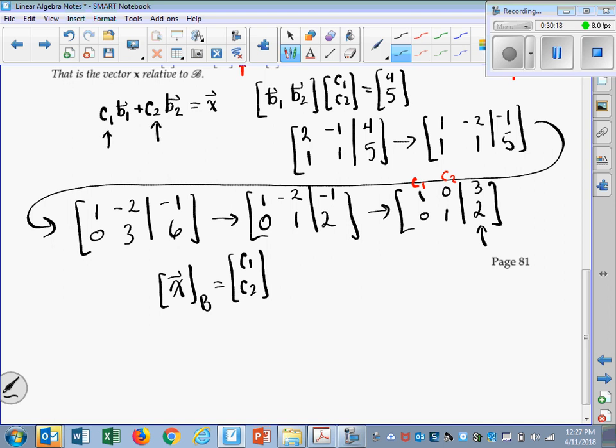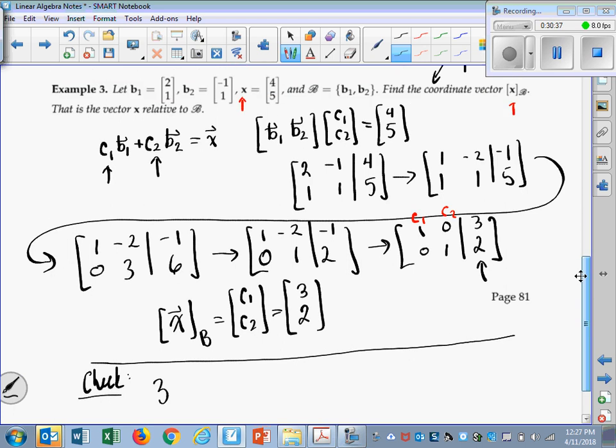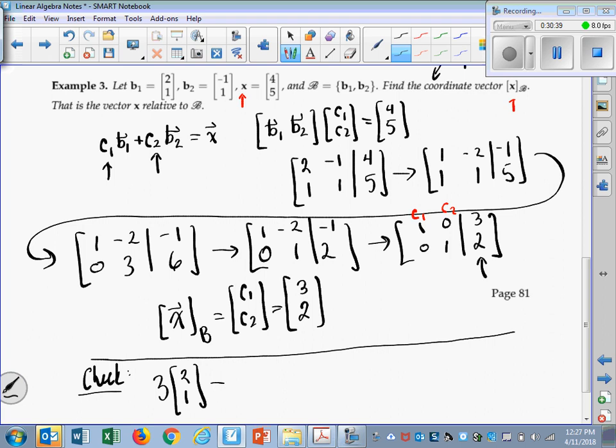So we want to check. Okay, so what do we want to do? Let's take 3 of B1. What was B1? Did they tell me? 1, 2, 1. And let's see, so we want 2 of B2. So this is B1. We want 2 of B2. What is B2? It's -1, 1. So this is going to be 6, 3 plus -2, 2. That's going to be 4, 5. Yeah, that's X right there.